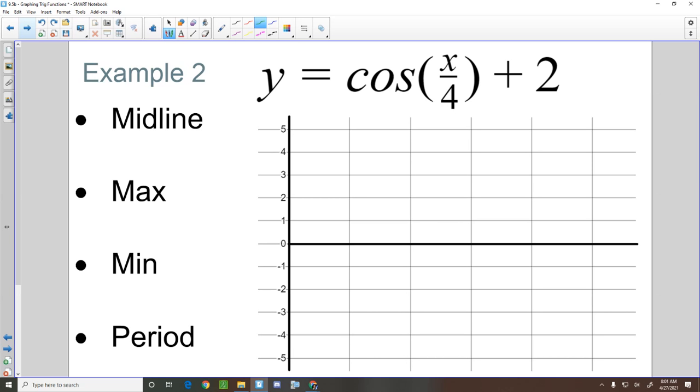So we're going to do the same process as you did with that sine wave. We're going to identify the same properties, put in all our guidelines, and then plot our 5 points, and then just connect the dots. We want to start with the midline. Who can tell me what the midline is of this function? How do you know it's 2? Yeah, just look at what's being added or subtracted. That is your midline. It's at y equals positive 2. So on the graph, go to positive 2, and let's draw this dashed line. That's our first guideline. It's going to run right through the middle of our wave.